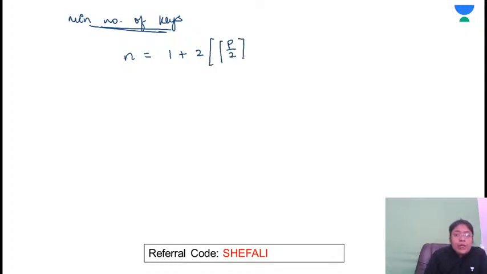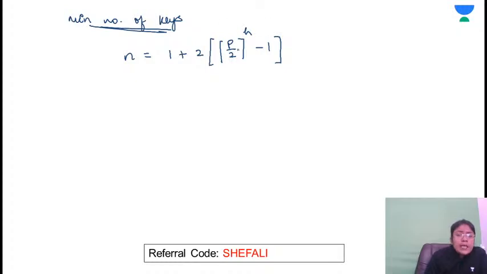So if you are given the minimum number of keys and you have to find out the height, it means they are asking for the maximum height, and if they are asking for the minimum height, then you have to use the formula of minimum number of keys. So the minimum number of keys with height h is nothing but 1 plus 2 times p by 2 raised to power h minus 1.